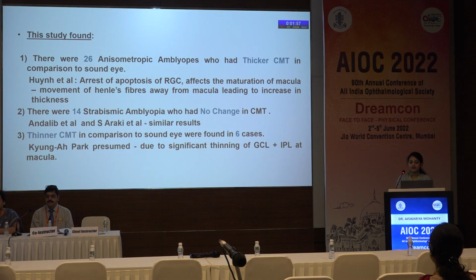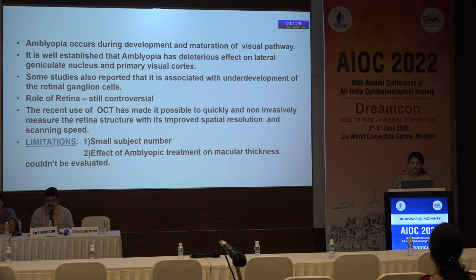Firstly, my study found 26 anisometropic amblyopes who had thicker CMT value in comparison to the sound eye. To support this, Juan et al. have proposed that arresting of apoptosis of retinal ganglion cells would lead to increase in macular thickness. Secondly, in strabismic amblyopia, there was no change in CMT value. Thirdly, 6 of my cases had thinner CMT value. Park presumed that it may be due to significant thinning of the ganglion cell layer plus inner plexiform layer at the macula.